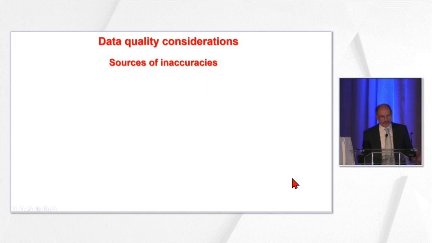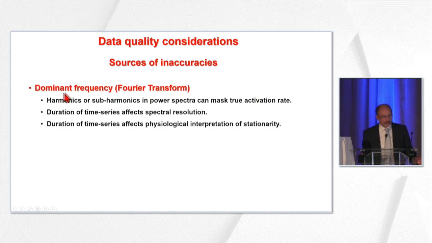So at this point, let's pause a little bit, and before we move forward, I would like to consider a few aspects about the data quality and primarily sources of possible inaccuracies. As for the dominant frequency, when we do that calculation, we always have to remember that harmonics or subharmonics in the power spectra can mask the true activation rate, which is the parameter we are interested in. And the duration of the time series affects spectral resolution. That's important when differences are very small. Duration of the time series also affects the physiological interpretation of stationarity.